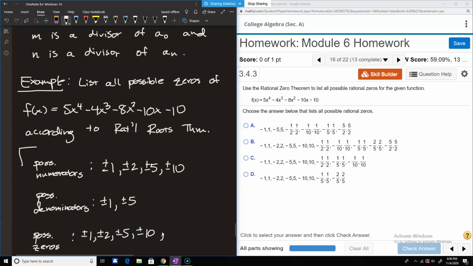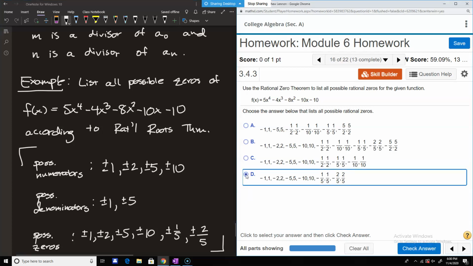And then you could also have 5 as the denominator of your fraction. So you could have a fifth, you could have 2/5. 5 over 5 is 1, that's already there. 10 over 5 is 2, that's already there. So we also get to add the numbers plus and minus 1/5 and plus and minus 2/5. And that's our list. What list does that match up with? It looks like list D.